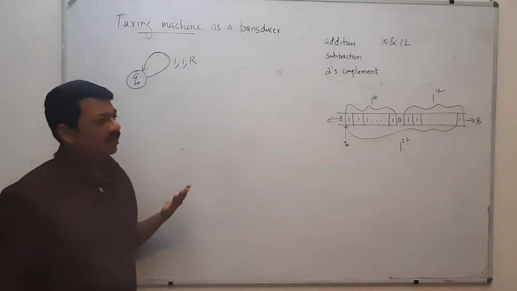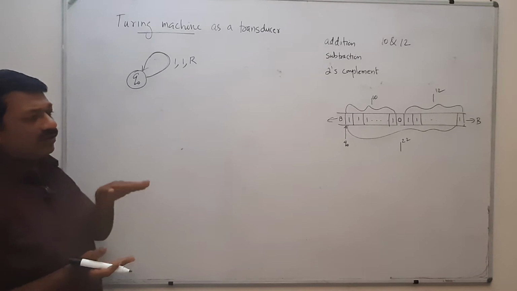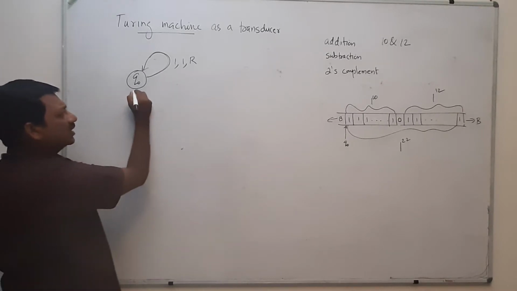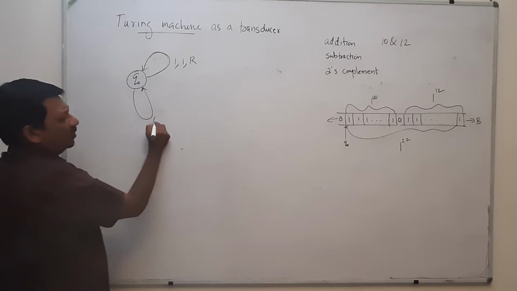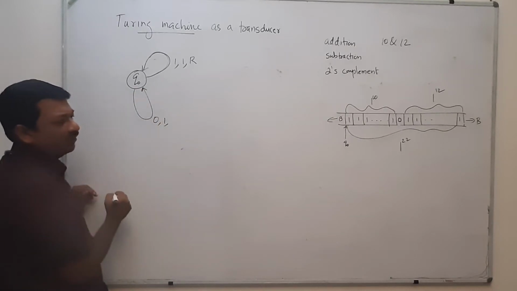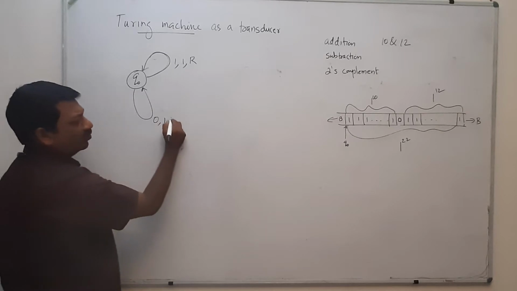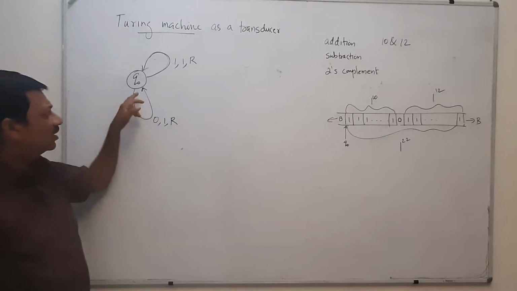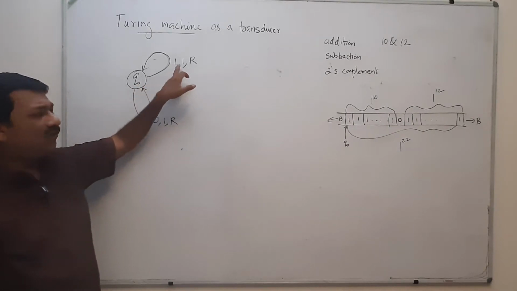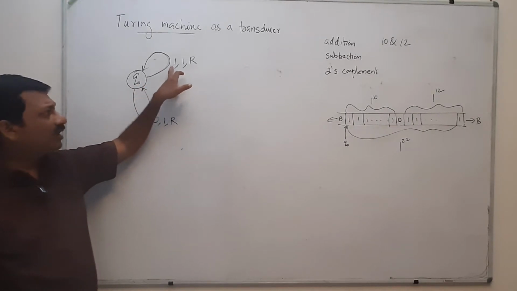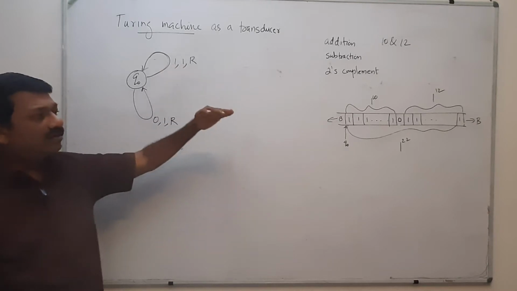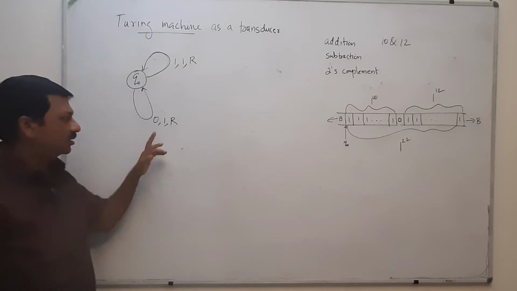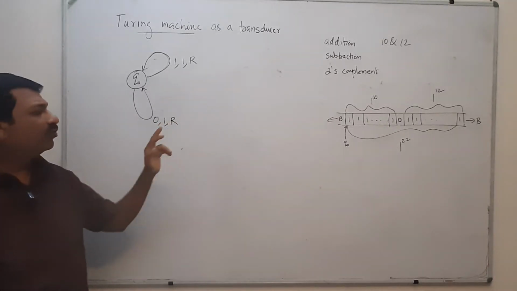If the Turing machine or the finite control is reading a 0, what will happen? If it is reading a 0, you have to make that also a 1 and move right. That means stay in the same state. If you are reading a 1, you are going to keep it as such. If you are reading a 0, you have to make it a 1 and again move right.